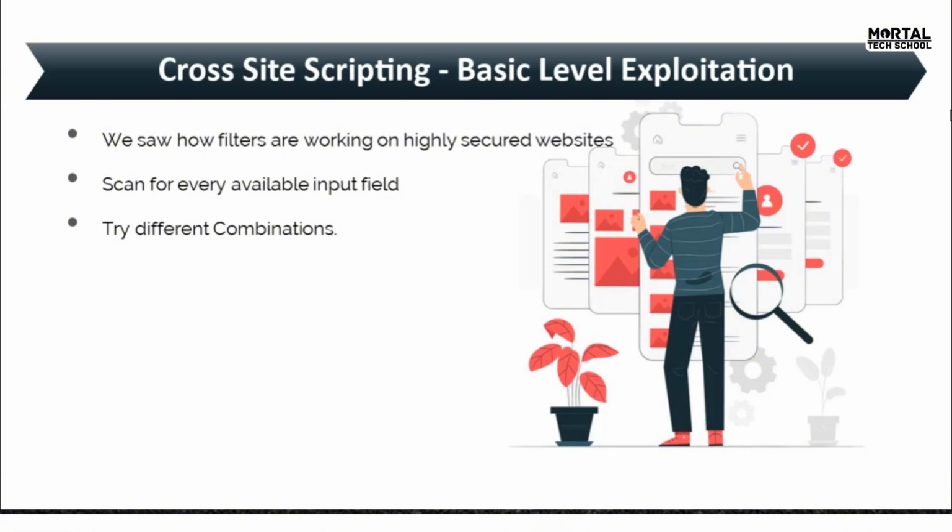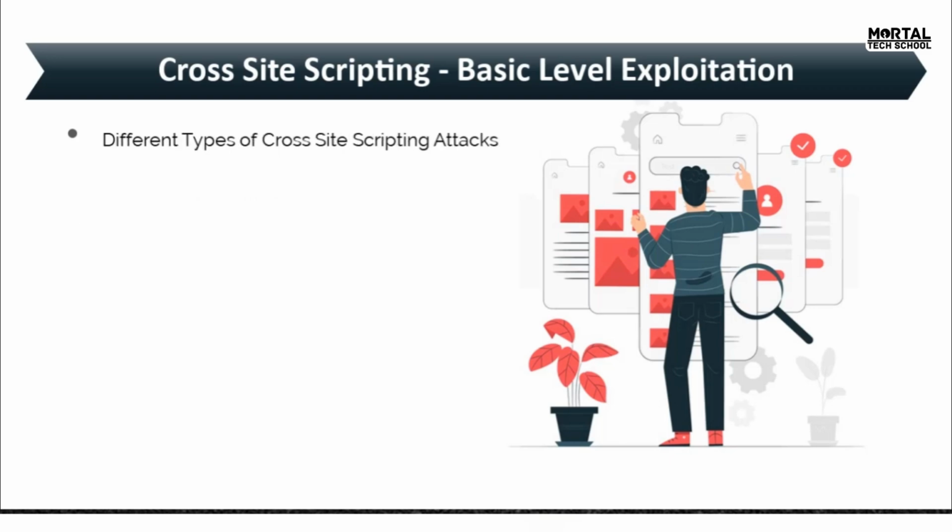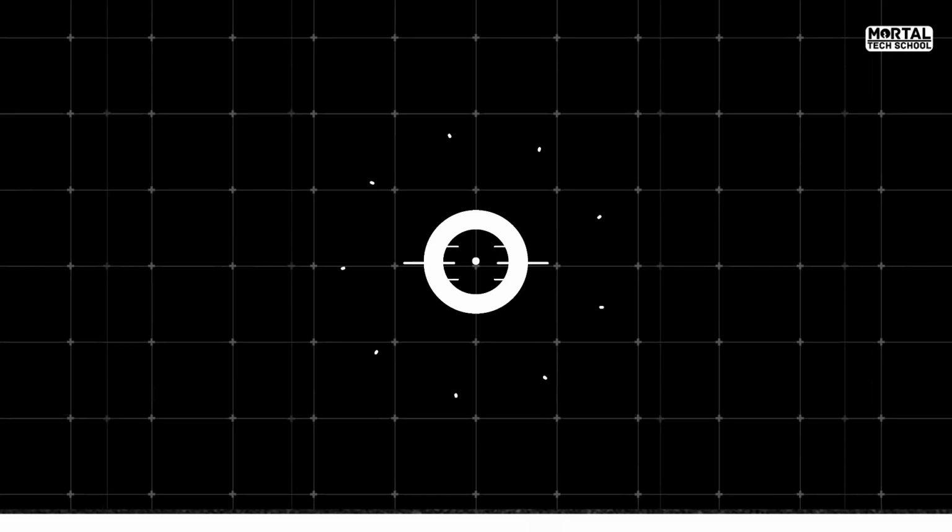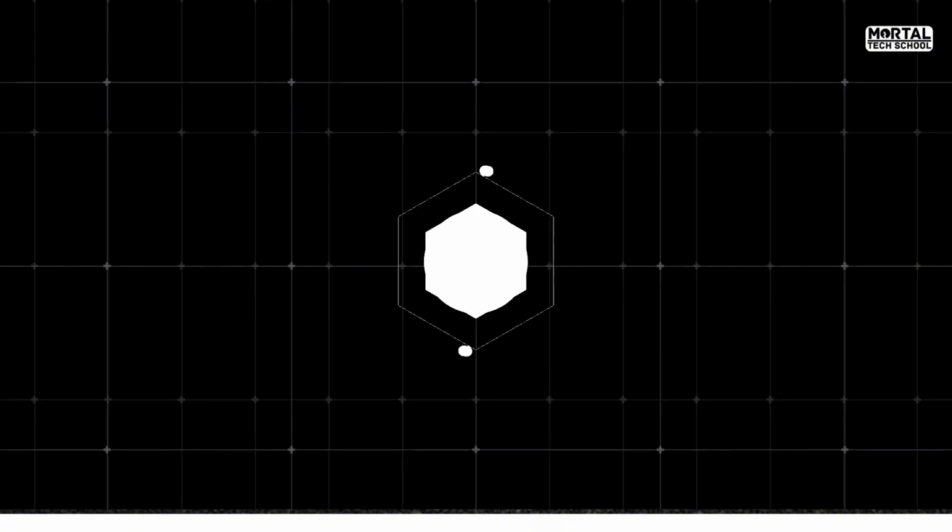So, quick recap: we saw how filters work for highly secured websites. We scanned every available input. Make sure that you scan every available input on the website and keep trying different combinations until you reach the final thing. And in the next lecture, we'll see different types of cross-site scripting attacks.